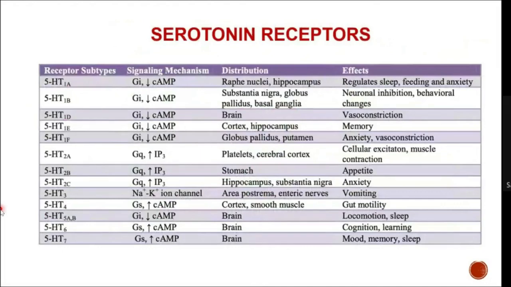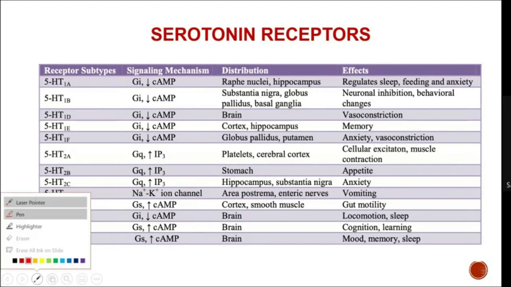Now, let us go here. This is a big list of them: where they are present, what they do, who they all are. I have already told some of them. 5-hydroxytryptamine 1A. See, most of them are going to decrease the cyclic AMP. Did you see that? 1, 1B, 1D, 1E, 1F, all of them act through G inhibitor, GI, and they are going to decrease the cyclic AMP. Then the rest of them, I'm not talking about this. This one is totally different.